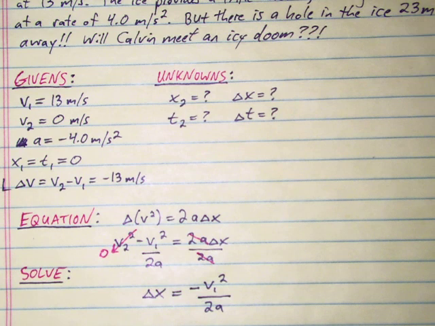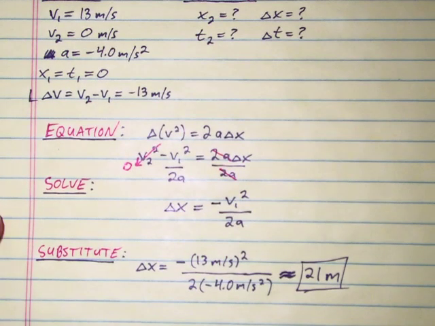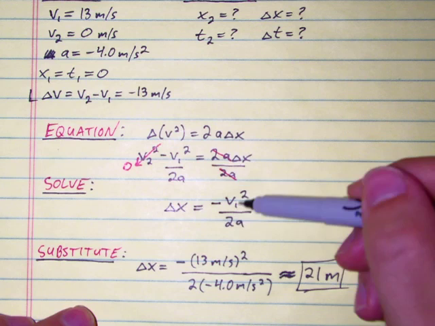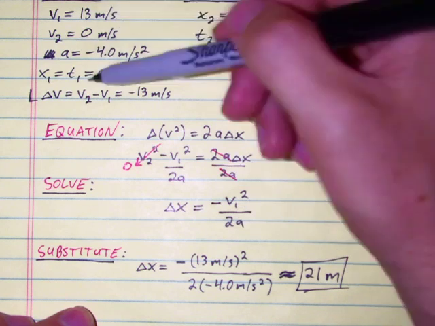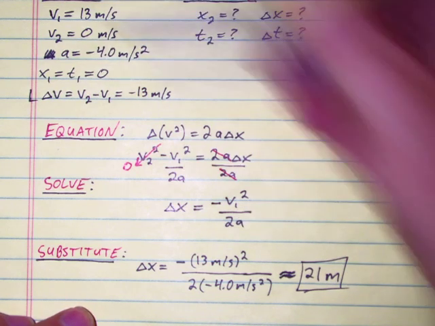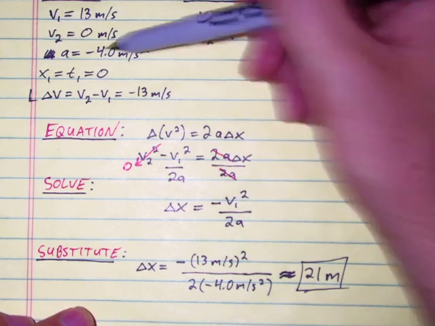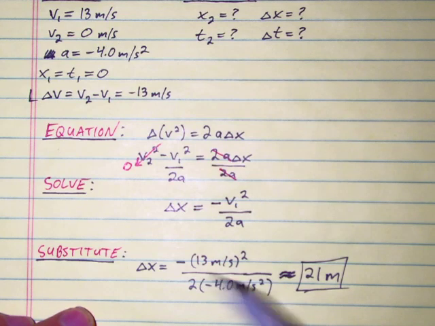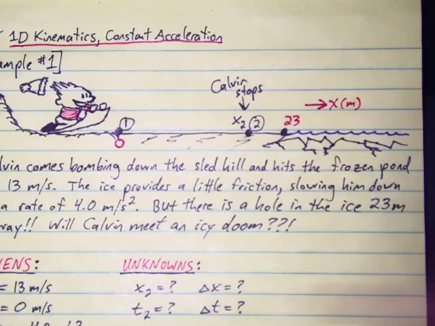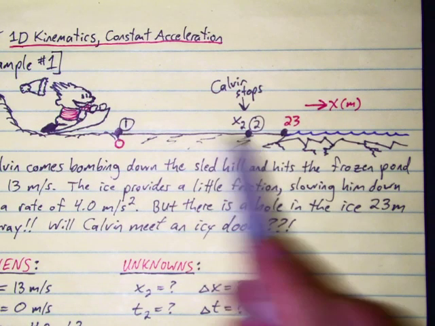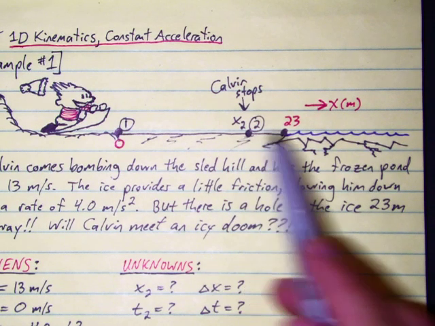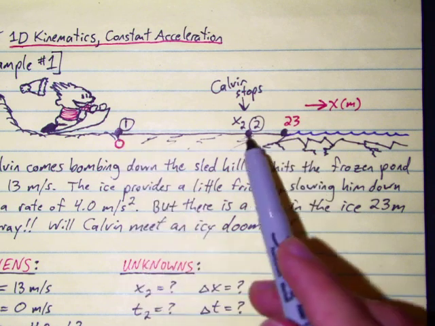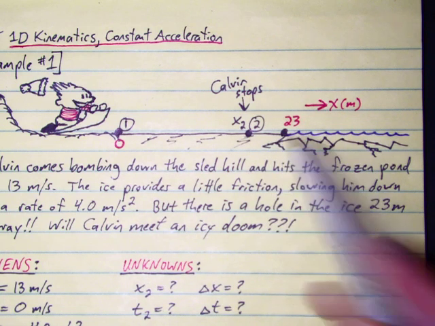The last step is substituting in our numerical values. Okay, everything on this side of the equation is one of our givens, so we can just substitute these numbers in. 13 in for v1 and negative 4 for a. Plug them in, do the arithmetic, comes out to be 21 meters. Did Calvin survive? Now we know that x2 is 21 meters from x1. Aha, 21 meters, that's less than 23 meters. Therefore, he came to a stop a couple meters shy of certain death.